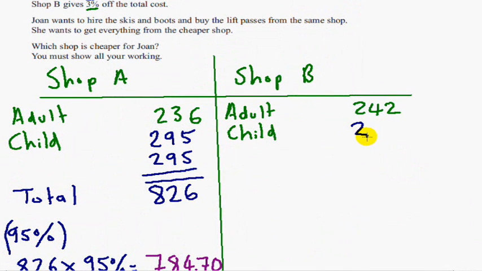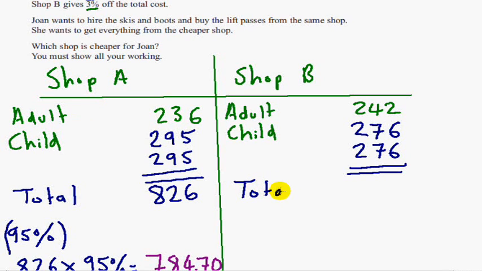So for one child, it's going to cost 276 euros, but I've got two children. Well, Joan has two children. And the total is going to be 794 euros. That's before discount.